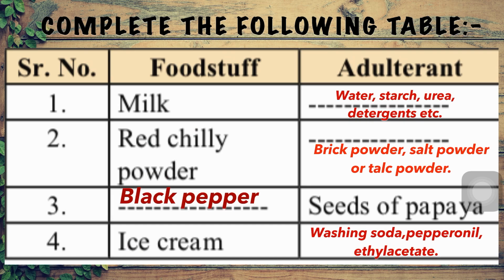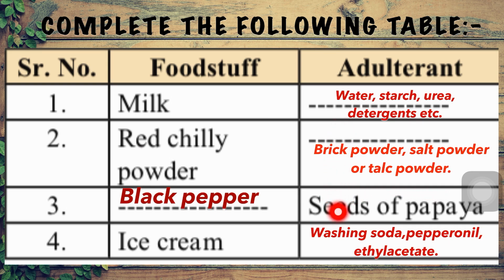Let us see some of the foodstuffs and their adulterants. So complete the following table, which is on page number 38 of your textbook. As you can see, the first one is milk, and in milk the adulterants are water, starch, urea, detergents, etc. Very harmful. Second, red chili powder. The adulterants are brick powder, salt powder or talc powder.